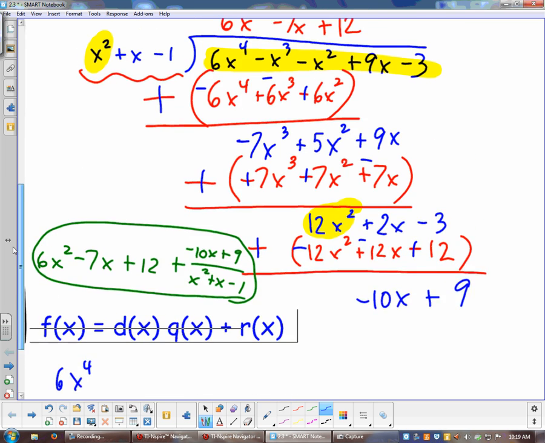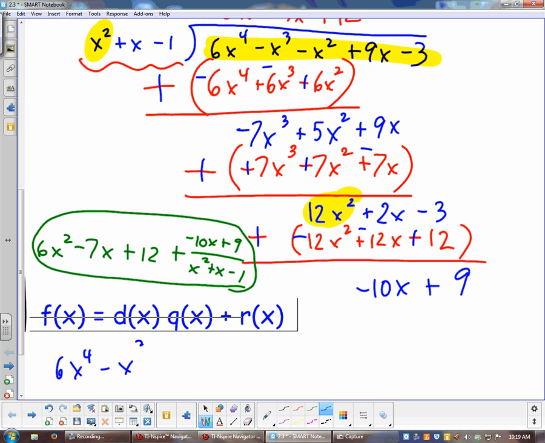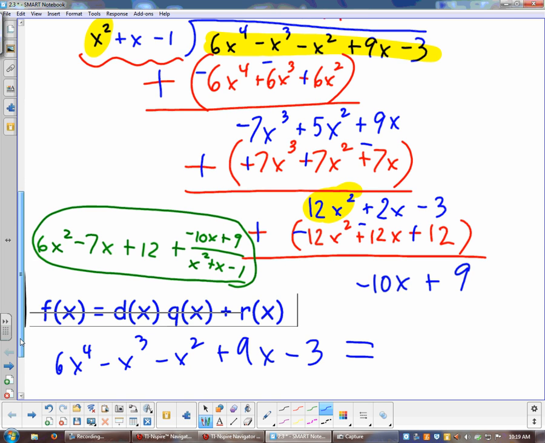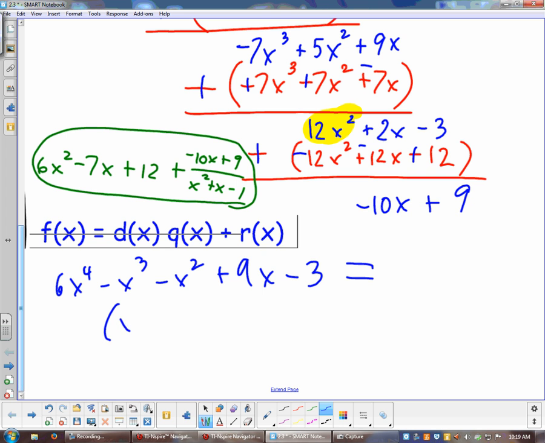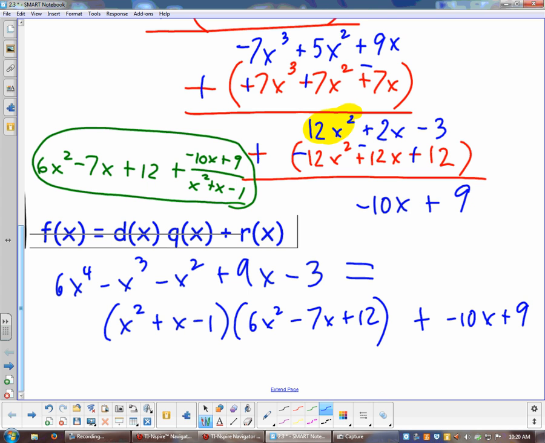What was the rest of it? Minus x cubed, minus 9. And that's going to be equal to, what's our d of x? The divisor? Uh-huh. So the divisor is x squared plus x times 1. Okay. And then times q of x, the quotient, so 6x squared plus 7x plus 12. All right. And then plus negative 10x plus 10, no, just the remainder, just like that.